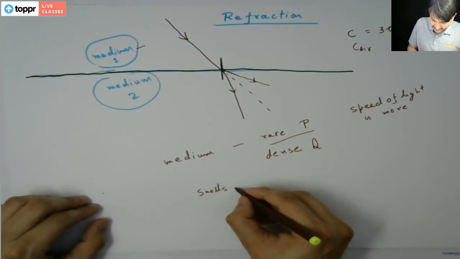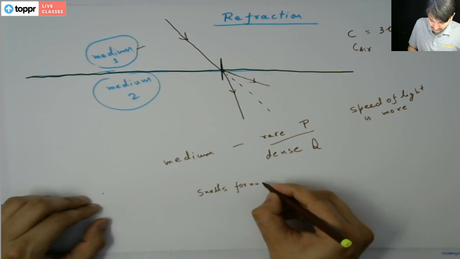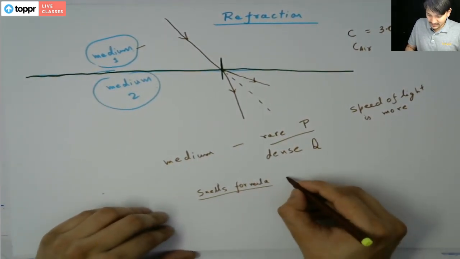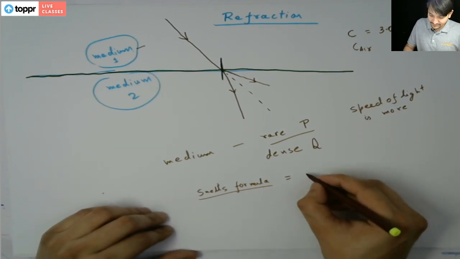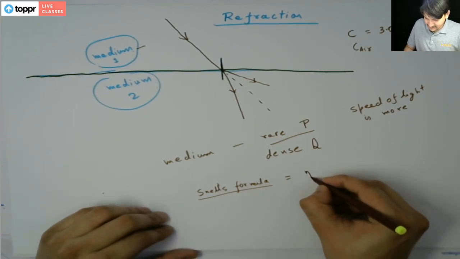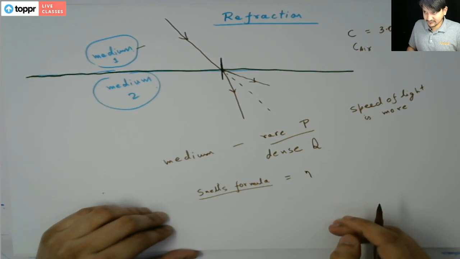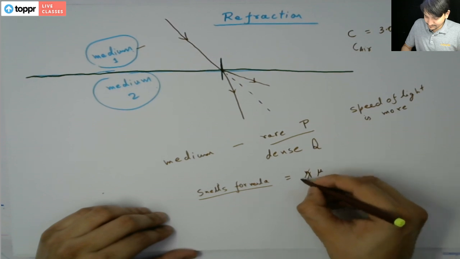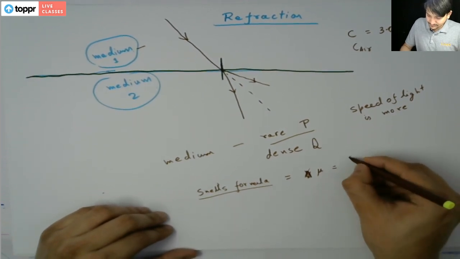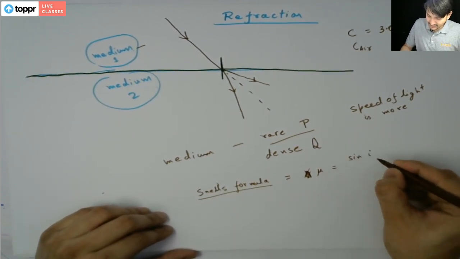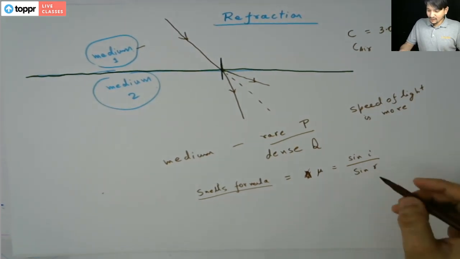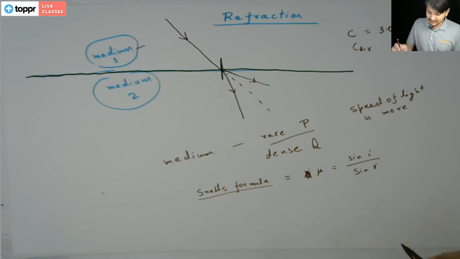Are you remembering that? I hope you do, because Snell's formula gives the concept of refractive index. Here refractive index is given by mu, not eta. Mu is equal to sine i by sine r. So what is mu, what is i, what is r?